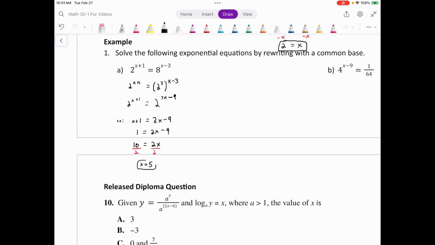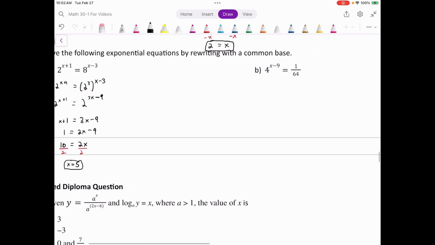You can always check your work by going back and substituting it in and making sure it really does solve the equation. Make left side equal right side. So 2 to the power of 6 is 64, right? If x is 5, 5 plus 1 is 6. 2 to the power of 6 is 64. And 8 to the power of 5 minus 3, so 8 to the power of 2, 8 squared, is 64. So yeah, 64 equals 64. X equals 5 is the solution to that exponential equation.